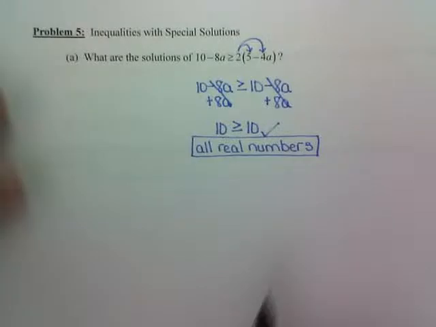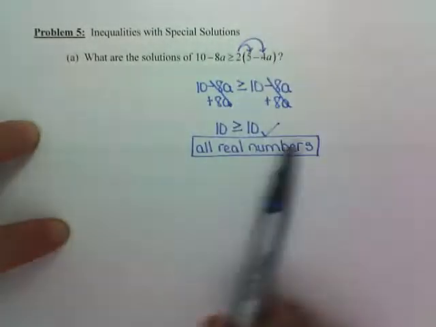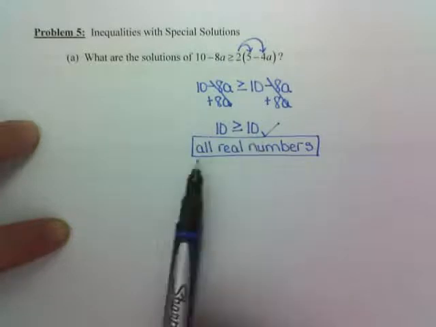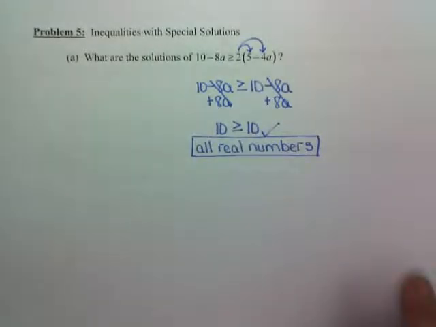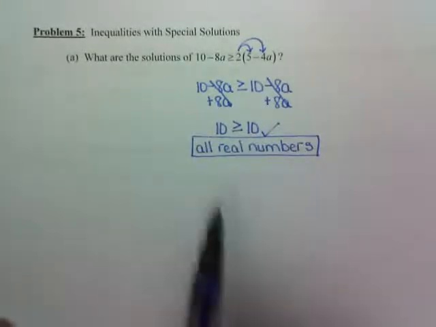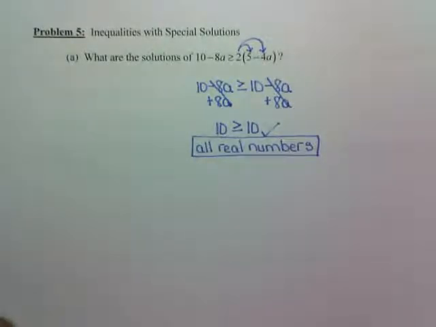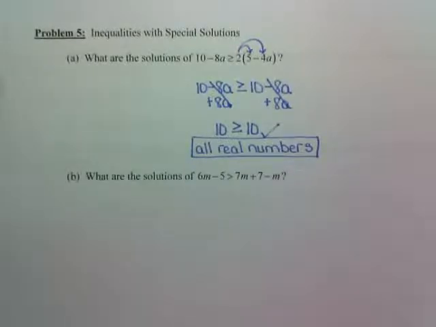So all real numbers. When we did this with equations, we would get something like 10 equals 10. And we talked about how that was an identity, and it was infinitely many solutions, or all real numbers. So the same thing goes for inequalities, if it's a true statement. So let's look at 5b. 5b, let's solve this one.